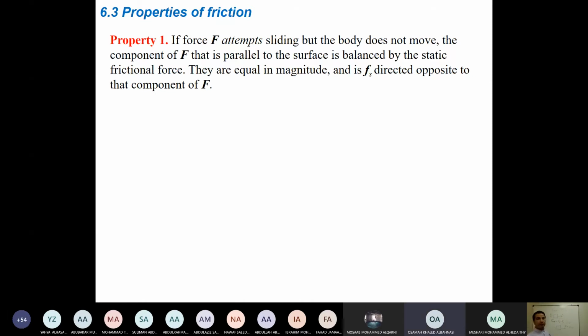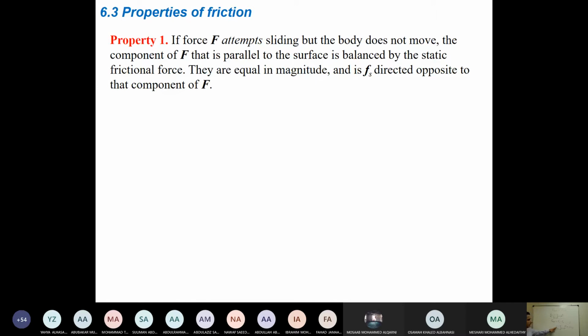Thank you. So for the frictions, we are discussing their properties, and some of them will be a little bit repetitive of the last two slides, but here I'm going towards the formulation, so I want to put them in formulas. So property one: if a force F attempts sliding but the body does not move, the component of the force that is parallel to the surface is balanced by the static force, which we know now. They are equal in magnitude, and Fs is directed opposite to the component of F.